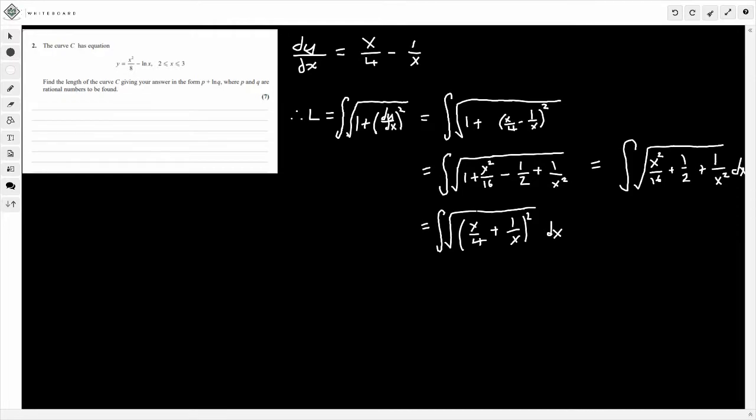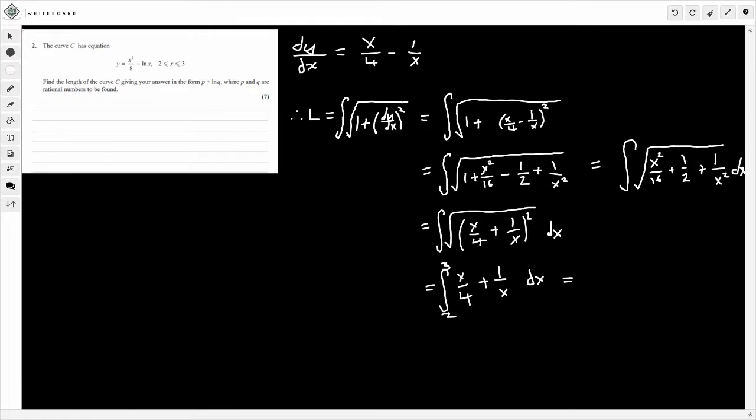So now how do we work out this? Because we're taking the square root of a square, it's just going to be what's left here. So that's going to be the integral of x over 4 plus 1 over x dx. Now I'm going to put the limits in. We're working with x between 2 and 3, so my limits are 3 and 2. Now we just need to perform this integration, a nice easy integration.